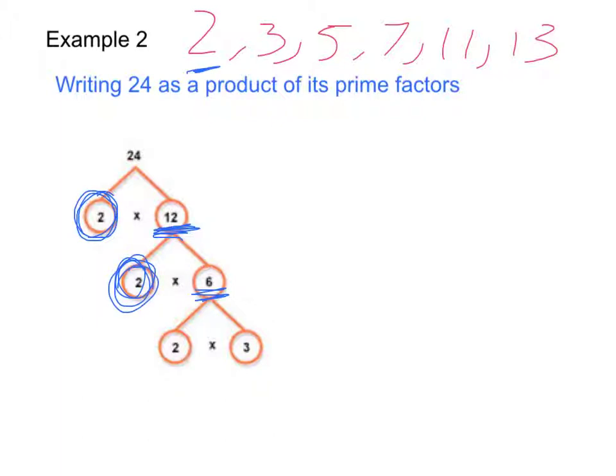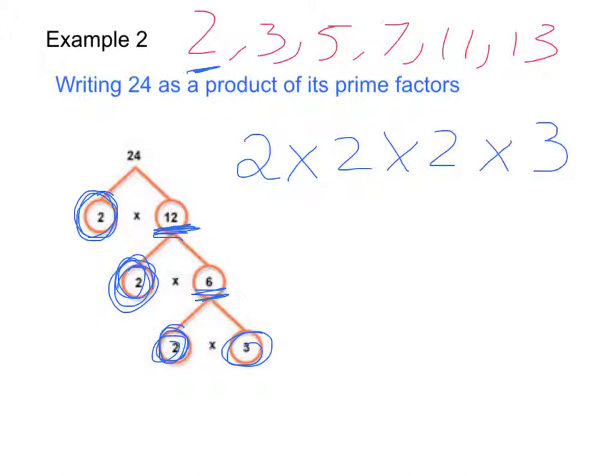Now I move on to my 6. 6 isn't a prime number, so I need to split that up. Is it even? Yes, so I can do 2 times 3. And 3 is also a prime number. So now I've got all my prime numbers. My answer I would write as 2 times 2 times 2 times 3. But that's quite messy. So can you think of another way of writing 2 times 2 times 2? It would be 2 to the power of 3 times 3. So this small 3 is because I've got 3 2's in my answer, because I'm multiplying 2 three times.